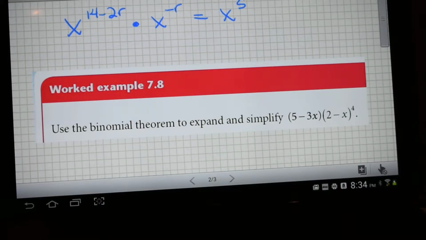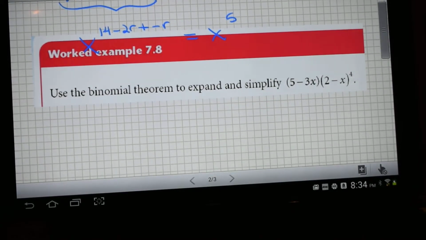Now, I don't know if you remember, if you had like x to the third times x squared, that was x to the 3 plus 2 power, which is x to the 5th. So you have to add the exponents in that situation. So we're going to add the exponents. So what we have here is, I'll figure out how to delete this object in a little while, x to the 14th minus 2r plus negative r is equal to x to the 5th power.